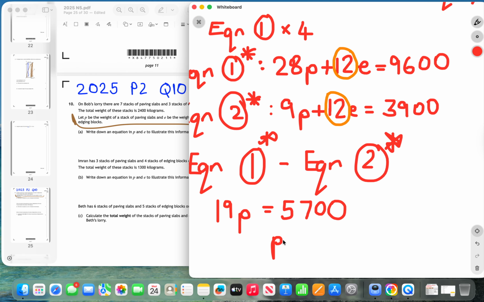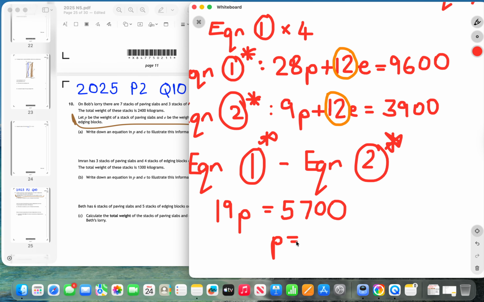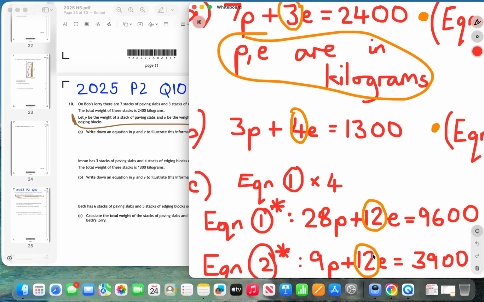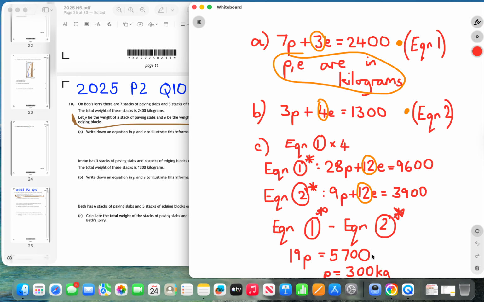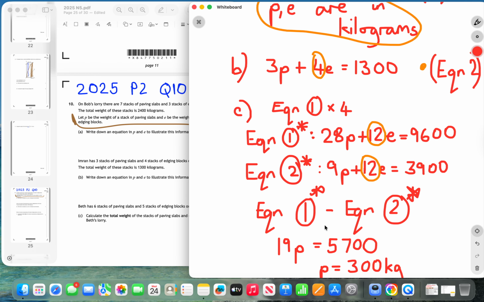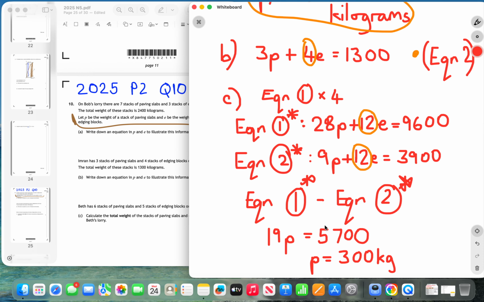And we want to solve in order to find p. So doing that, 5,700 divided by 19 is 300. So we have p equals 300. And we have to then substitute p back into an equation and we have to find e.